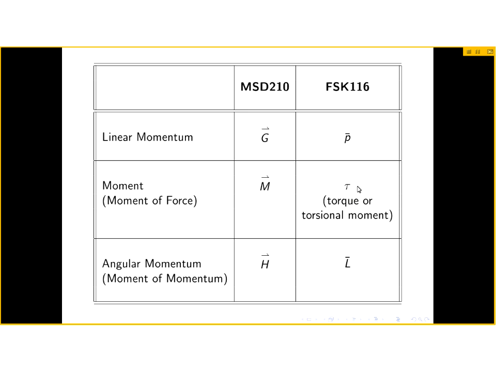You've used the Greek tau in the physics course for torque or torsional moment, and as far as I understand, you didn't consider it as a vector, you merely worked with it as a scalar, which of course is not necessarily wrong, but it is of course a limited view of moment. So in this course we will use the capital M.